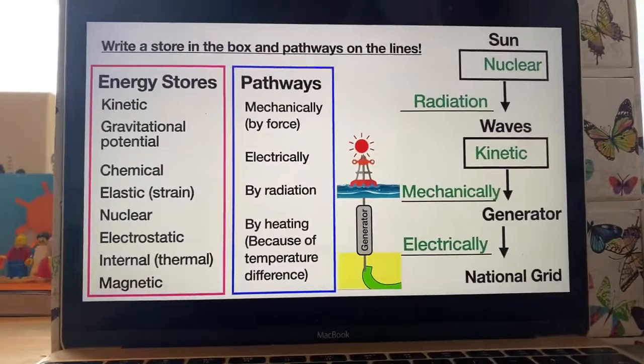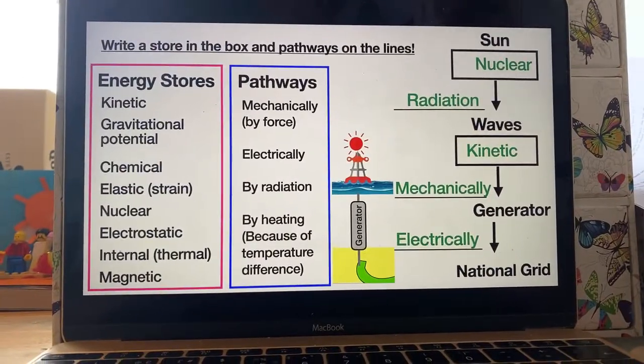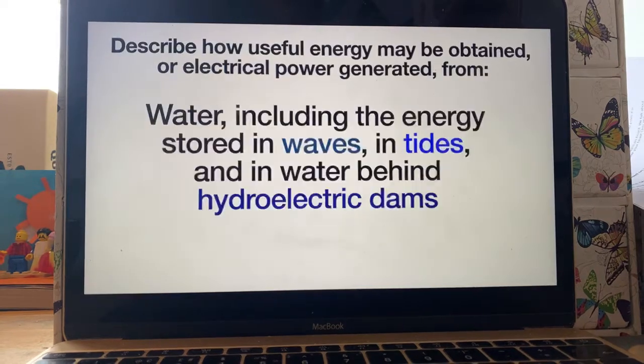Let's move past waves now. Did you get that? So the sun is nuclear, and then it's radiation, kinetic, mechanical, and electrical. Moving on, so we've done waves. Again, you probably won't get that many detailed questions on them, although now I've said that, you might, because it is a very, very new technology. We're not really using it yet, but the next two are far, far more popular right now.